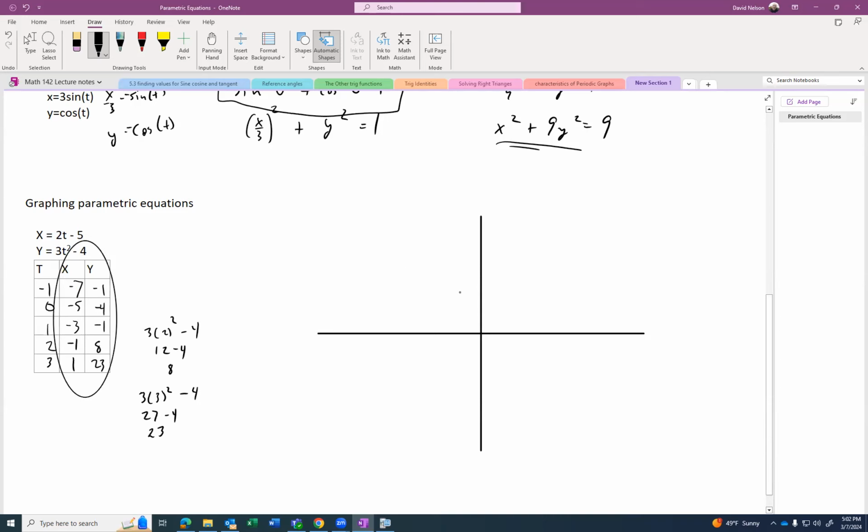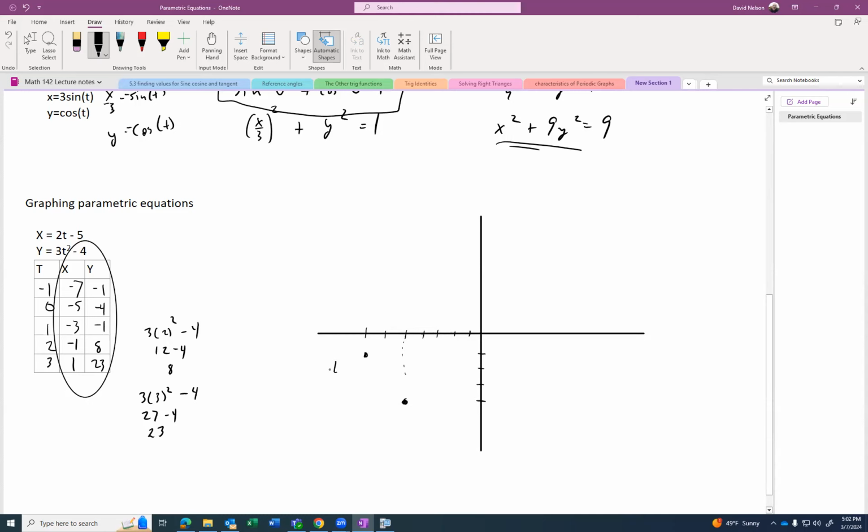So then what we'd typically do is plot these points. We'd plot the x's and your y's values. So -7, and I've got a y value of -1. And I've got -5, and I've got a y value of -4. So -5, -4 puts us right about there.